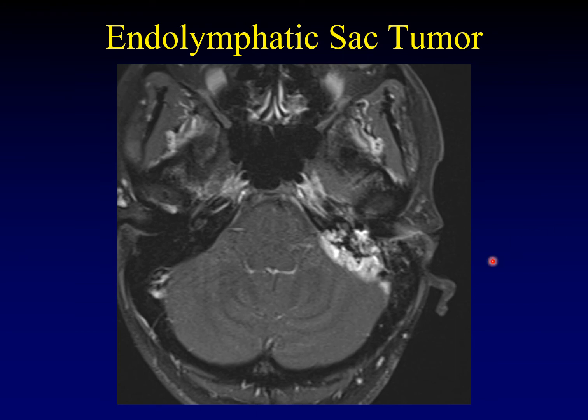Here's an example of that aggressive appearance on MRI. In addition to this component of tumor that is sitting in the posterior fossa and into the cerebellopontine angle cistern, you can see a lot of erosion into the underlying petrous bone, and you can see extension through the internal auditory canal, and it's even invaded into the labyrinth. You can see that there's enhancement in the basal turn of the cochlea. Endolymphatic sac tumors really characterized by their severe aggressivity.